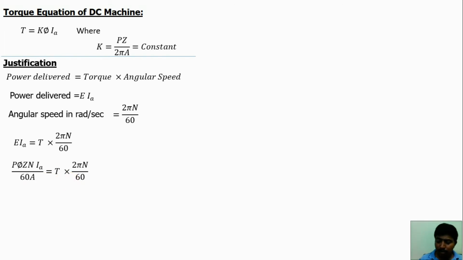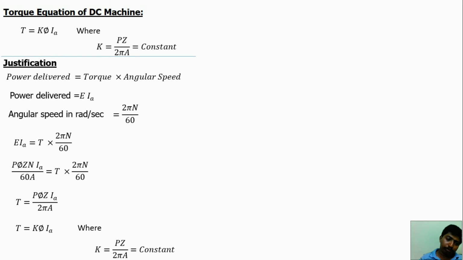Just simplify, we will get the answer phi P Z Ia by 2 pi A, where P is the number of poles, constant, flux per pole will change. Z, number of conductors, constant, armature current changes, A, number of parallel paths, constant. So T is equal to K into phi into Ia, where K is equal to PZ by 2 pi A, a constant value. This is the justification.